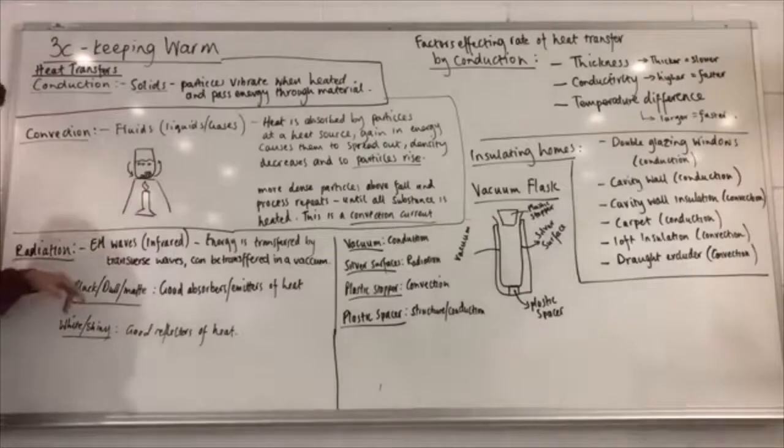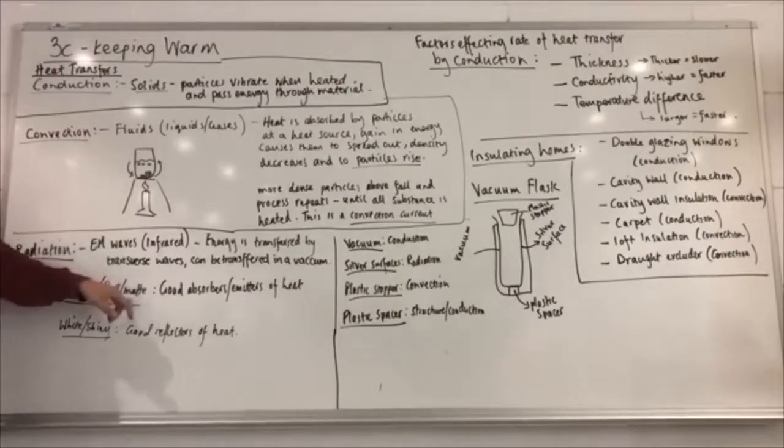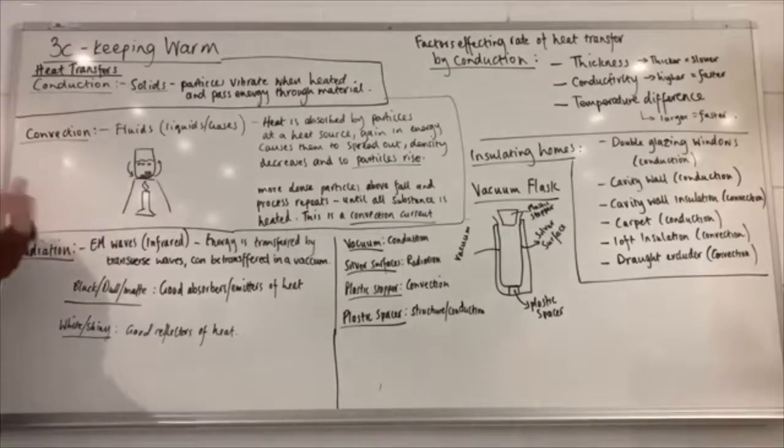Radiation, we need to know basically that black, dull, or matte surfaces are good absorbers and emitters of heat. So matte is like the texture of the material. It's not a smooth, shiny material. It's quite a rough, dull material. And black are good absorbers and emitters of heat.